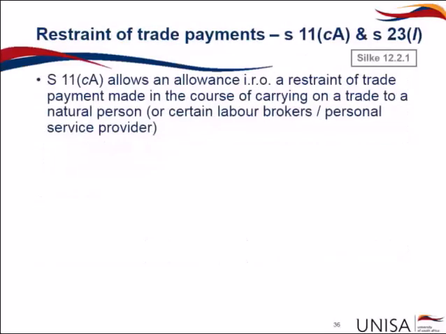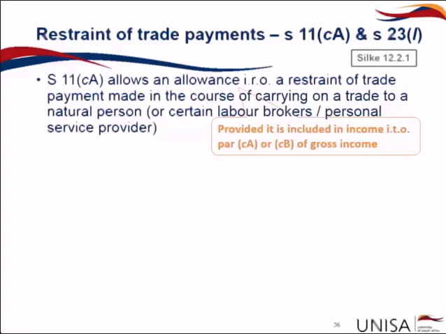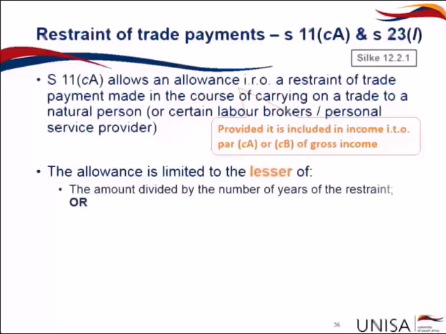Moving on to the restraint of trade payments. Restraint of trade payments are actually seen as capital in nature. That's why we cannot get a deduction for them under section 11A. However, we get section 11C(a), which allows us an allowance in terms of a restraint of trade, provided that this restraint of trade is included in the income of the other party, in terms of either paragraph CA or CB. The allowance is limited to the lesser of the amount divided by the number of years of the restraint or the amount divided by 3.